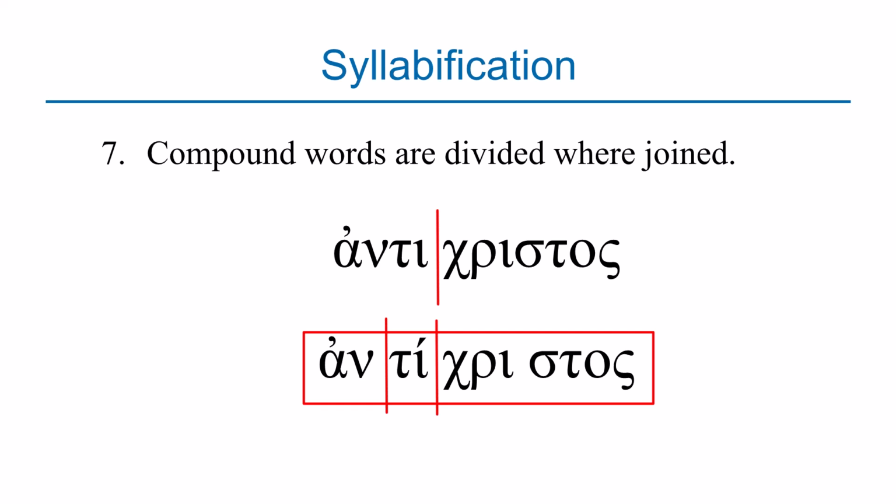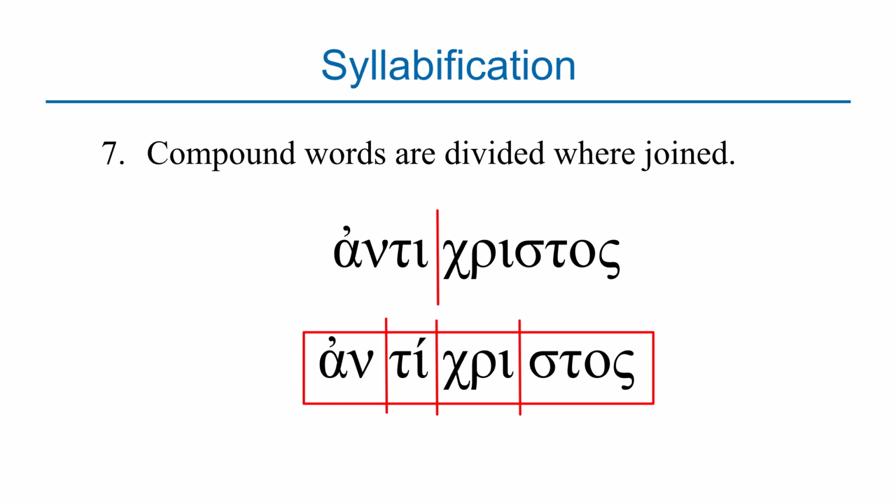Again, why are we not splitting between chi and rho? Because chi and rho can begin a word. For example, Christos. So they can begin a word. Though they are a consonant cluster, it's a consonant cluster that is pronounceable. They can be pronounced. And so rule number 6 says, these should not be split. Split only consonant clusters that cannot begin a word or cannot be pronounced. So you split after iota, and you look for the next vowel, which is iota again. Again, you split after iota.